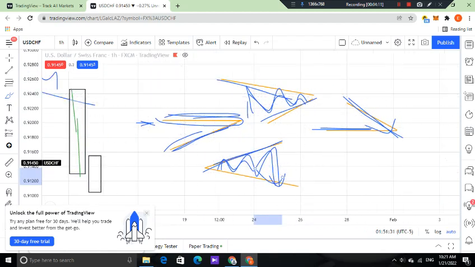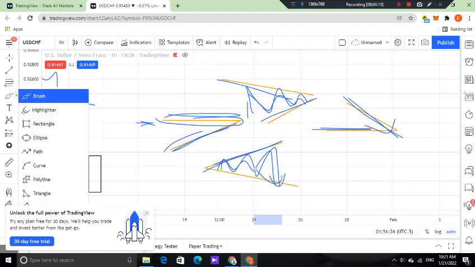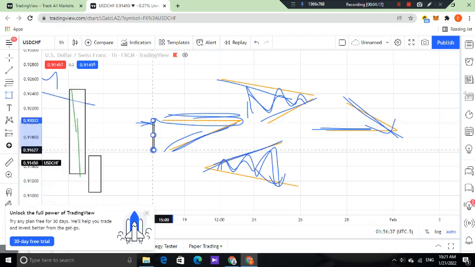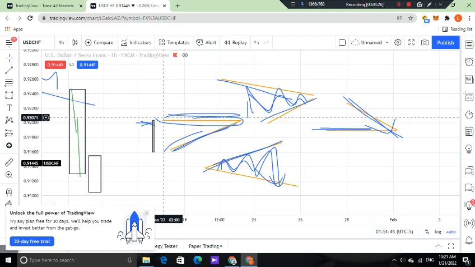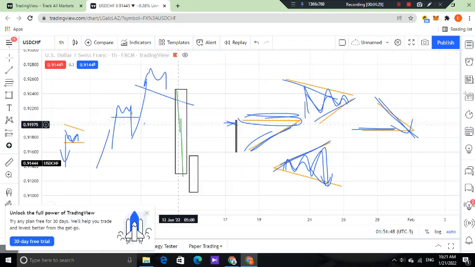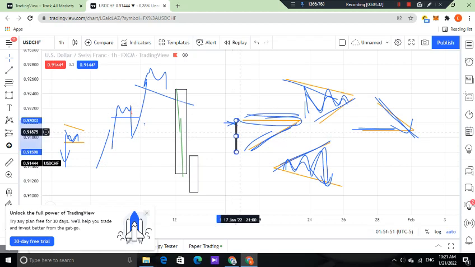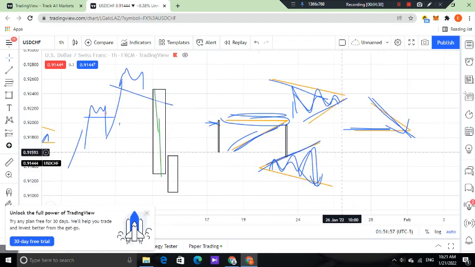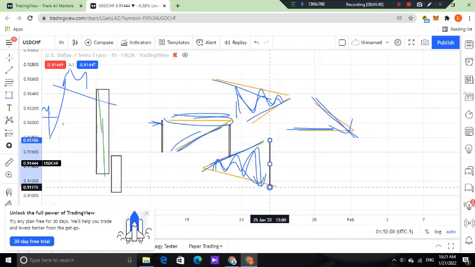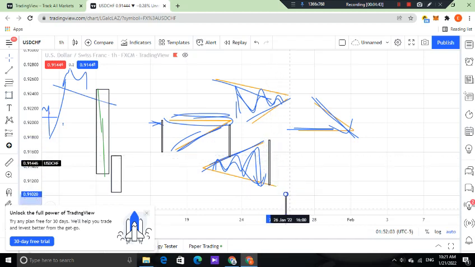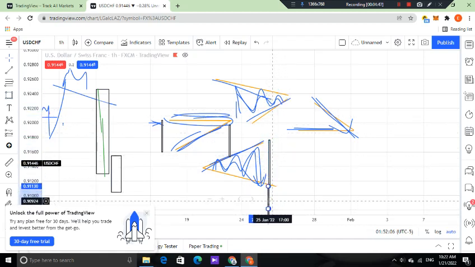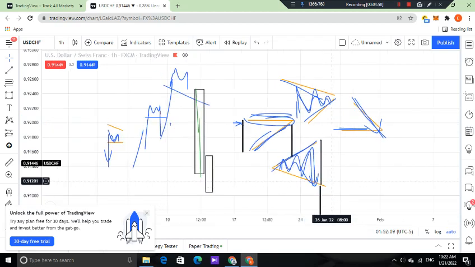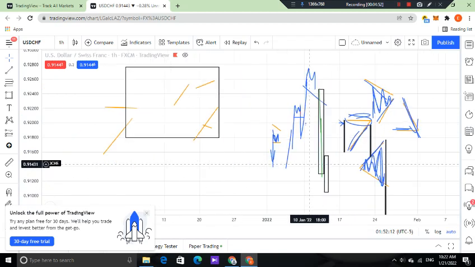And in all of them, if you want to determine a target for your position, you can measure the height or width of this triangle and estimate your target. This one, you measure this, and you put it above or below the breakout.